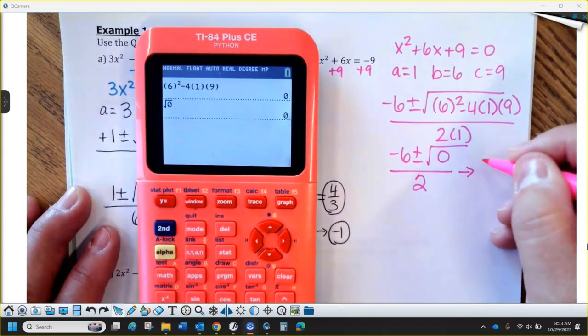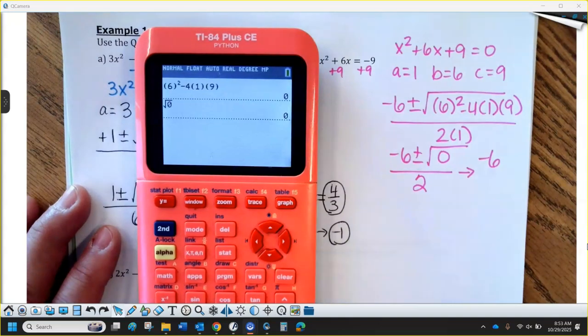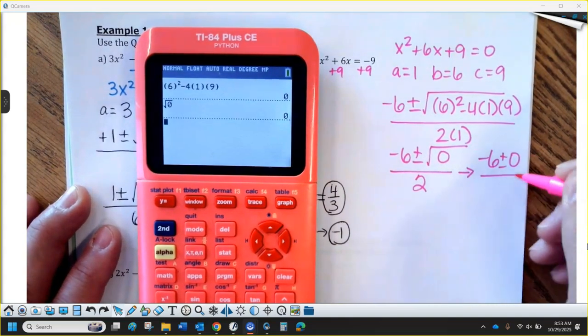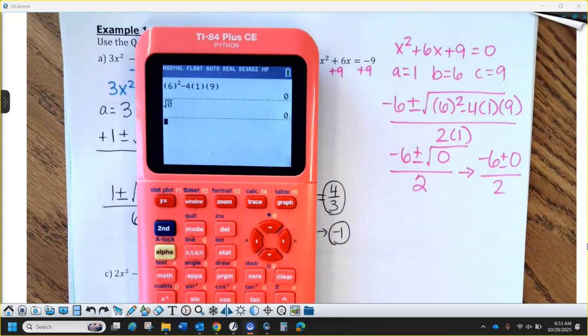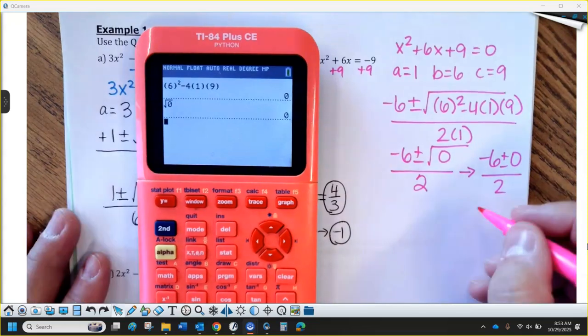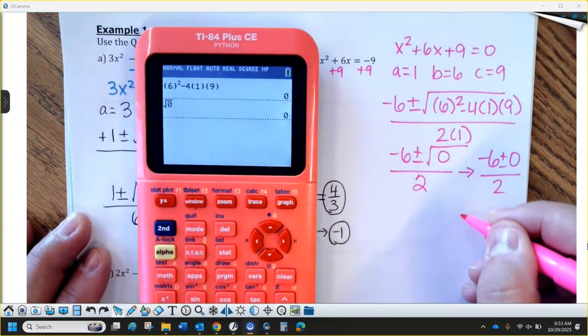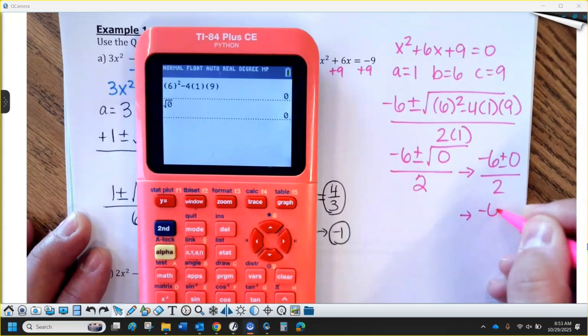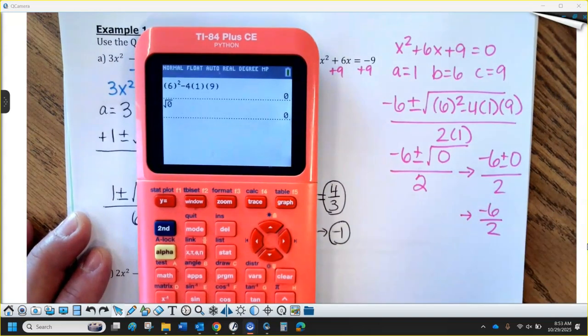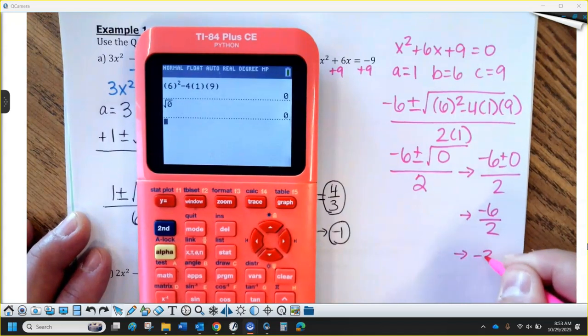Now, does the plus or minus symbol matter in that particular case? Negative 6 plus 0 is the same as negative 6 minus 0. So really, if you get a 0 under the square root, this is just going to have one answer. It would just be negative 6 over 2. Plus 0 and minus 0 is not going to do anything to that. This just has one answer.